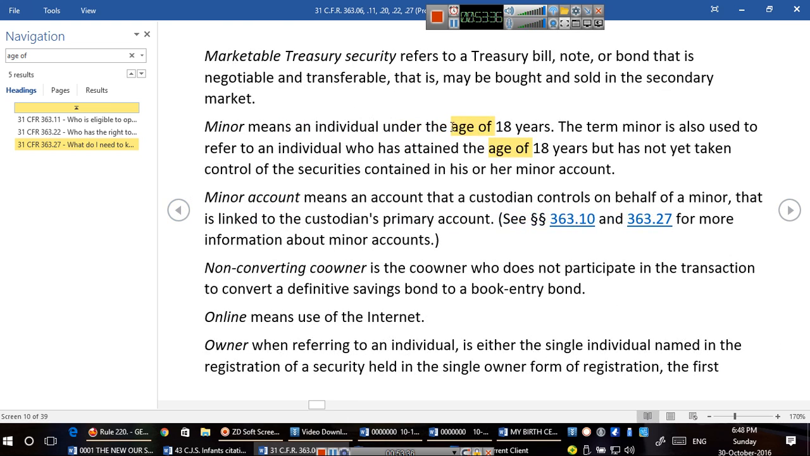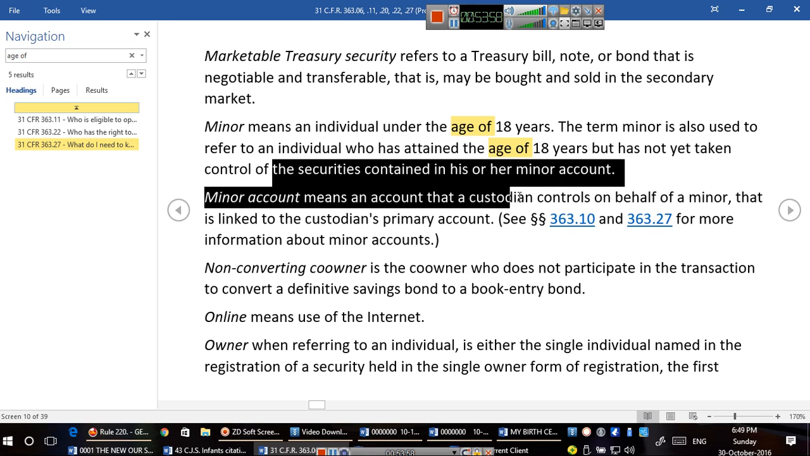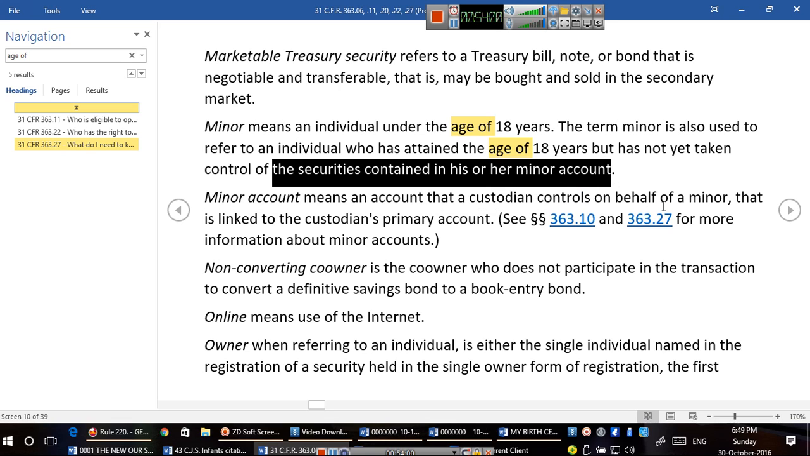Minor means an individual under the age of 18 years. This is 363.06. That's the section we're in now under minors. That's the definition section. The term minor is also used to refer to an individual who has attained the age of 18, a United States citizen, years, but has yet to take control of the securities contained in his or her minor account. Ladies and gentlemen, your birth certificate is traded on the stock market.